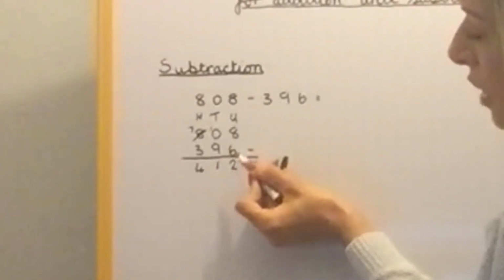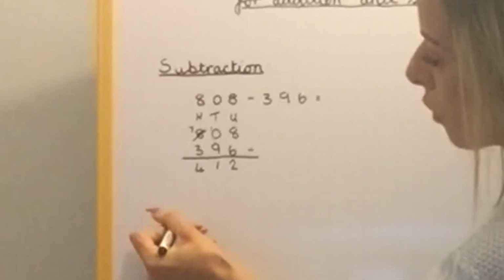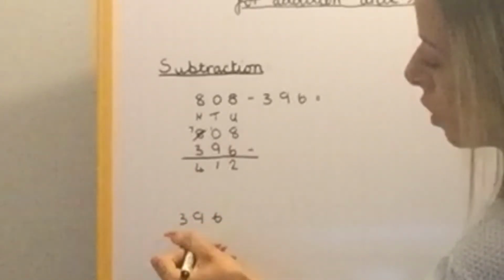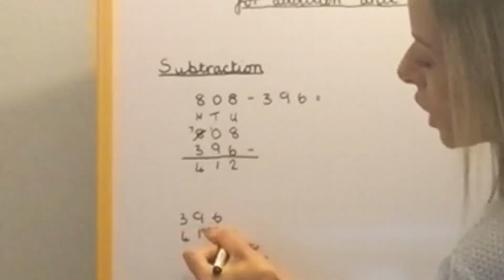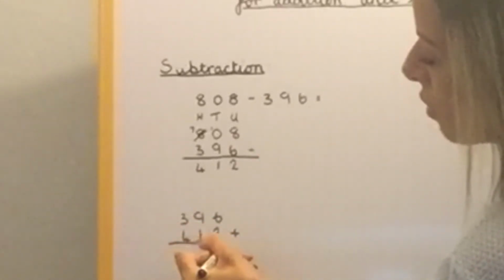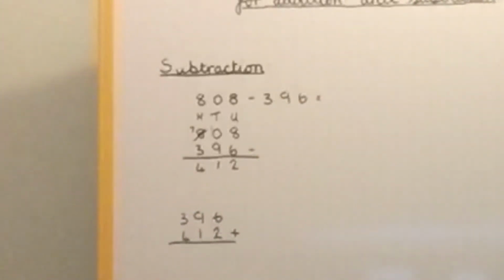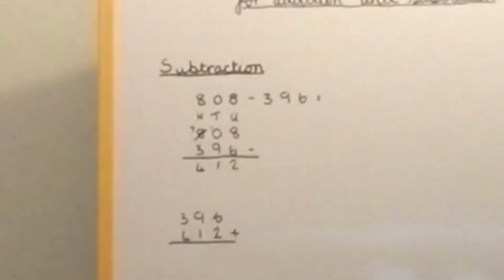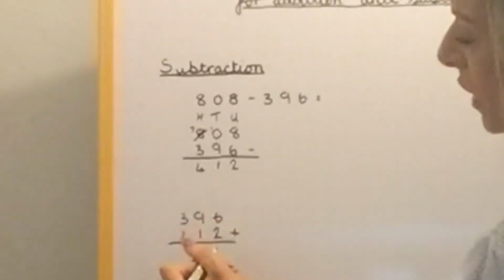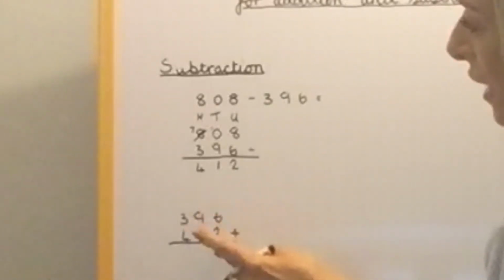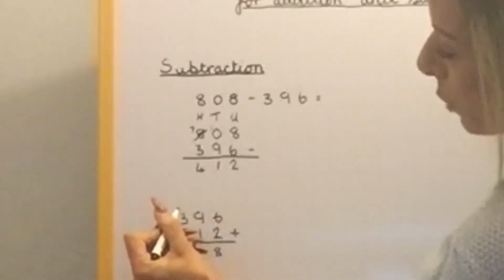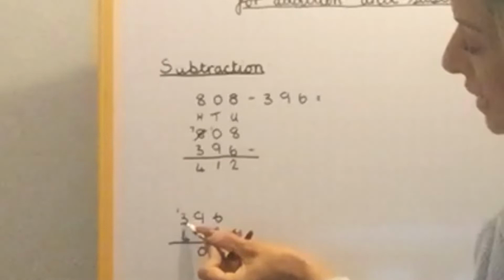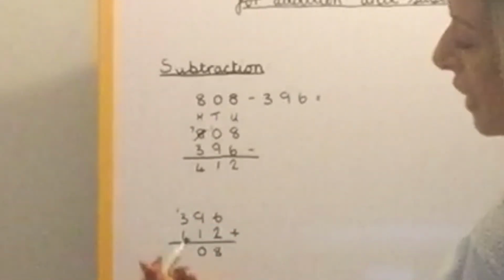You are going to take your 396 and your 412, and you're going to add them back together. Now, if you have done your calculation correctly up here, we should get the answer 808. So let's see. 6 add 2 is 8. 9 add 1 is 10. We're going to put our 1 here and our 0 here. And 4 add 3 is 7. And add 1 more, that makes 8.